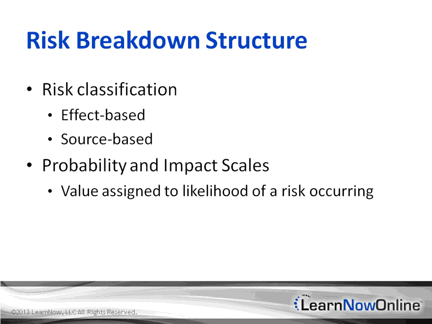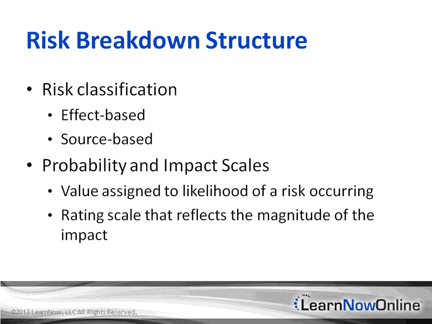A risk probability score can range from a value of 0.0, which is no probability, to a 1.0, which is certainty. An impact scale is a rating system showing the assignment of a value that reflects the magnitude of the impact of a risk event on project objectives.